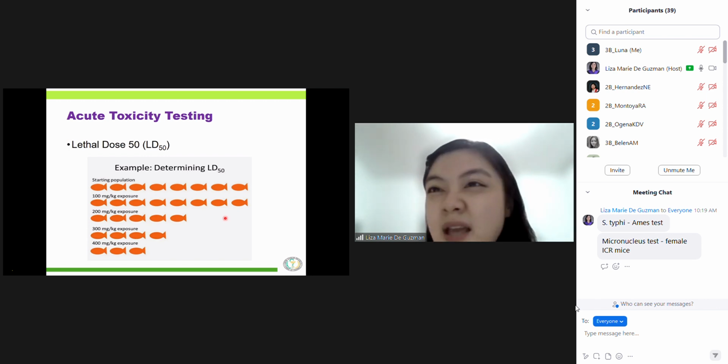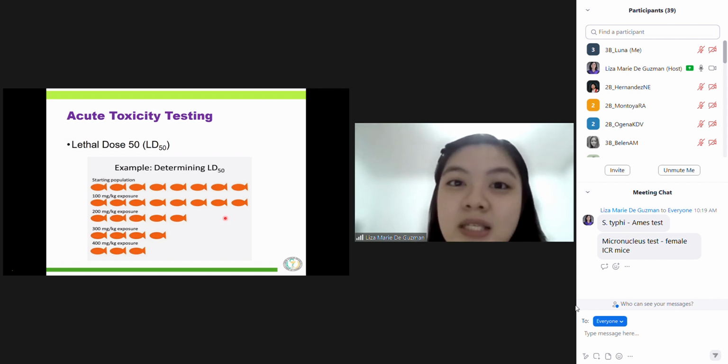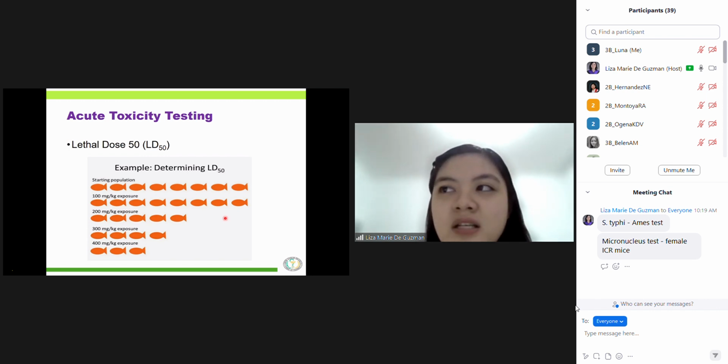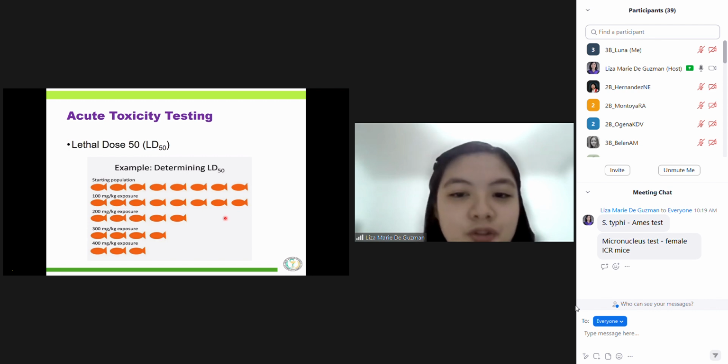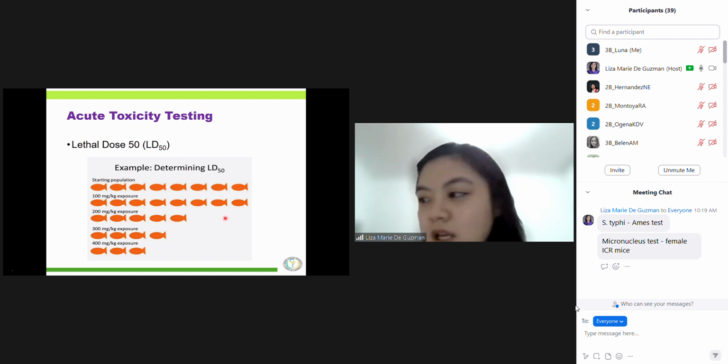Now, the idea here is the lower the LD50, the more toxic the substance is. Because it means that at a very small amount or a very small concentration, the drug can already kill half of the population or half of the test animals. So the lower the LD50, the more toxic the test or the drug substance is. So that's the idea. For this example, can you identify what our LD50 is from the starting population that we have?